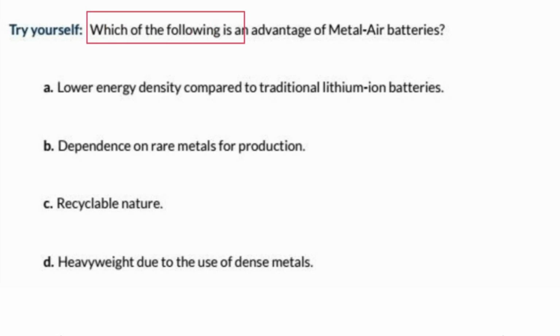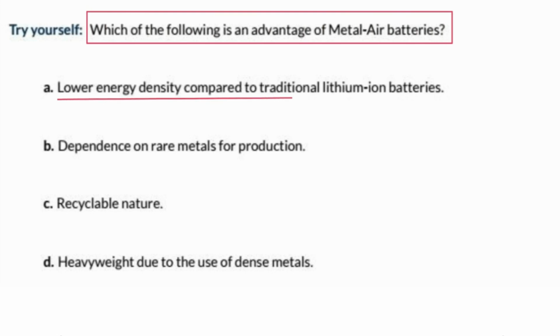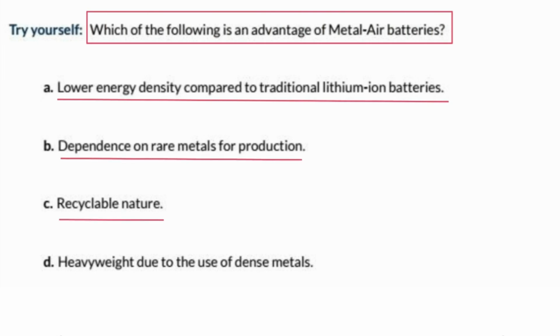Which of the following is an advantage of metal air batteries? Option A: lower energy density compared to traditional lithium ion batteries. Option B: dependency on rare metals for production, recyclable in nature, heavy weight due to the use of dense metals.